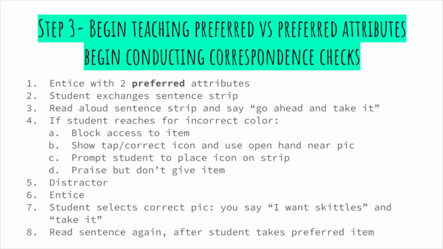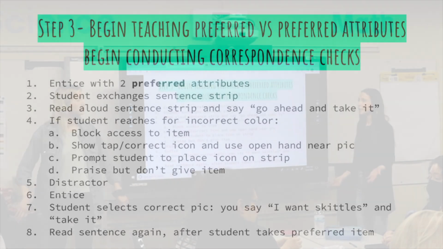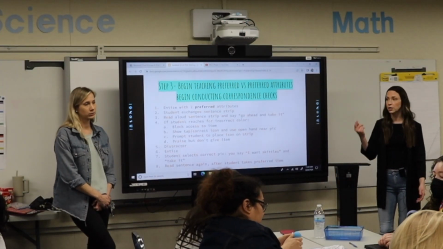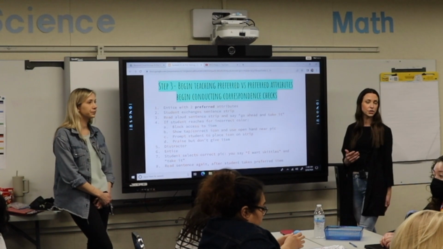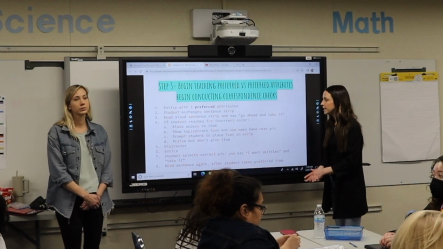Begin preferred versus preferred attributes and conducting correspondence checks. We just did that because even if they don't want the red one, they want Starburst, we could use that. That could be highly preferred. It's the same thing, the 4-step error analysis, and you want to make sure you're looking at their eye contact, their hand, their reach.